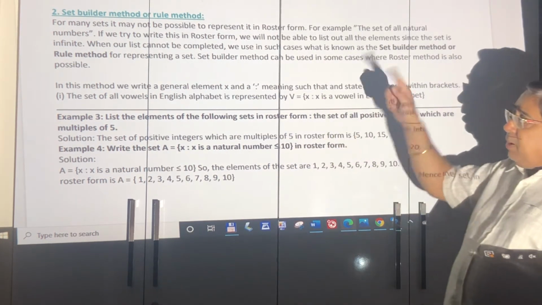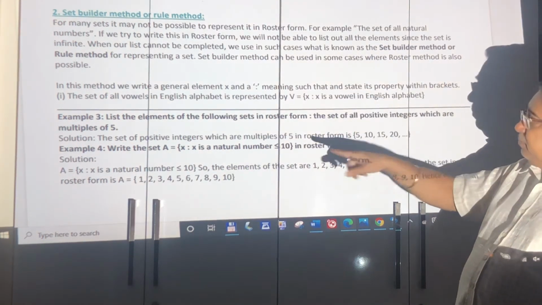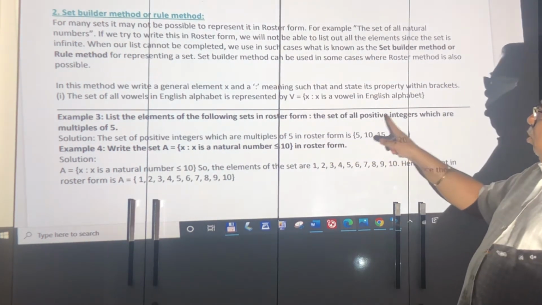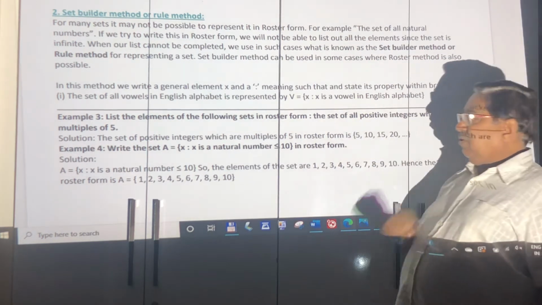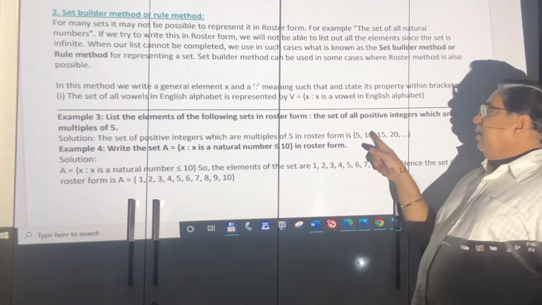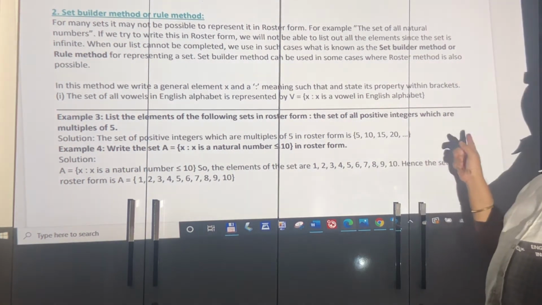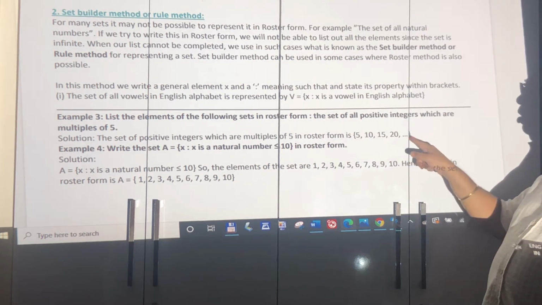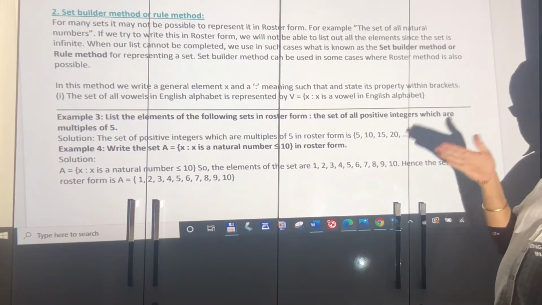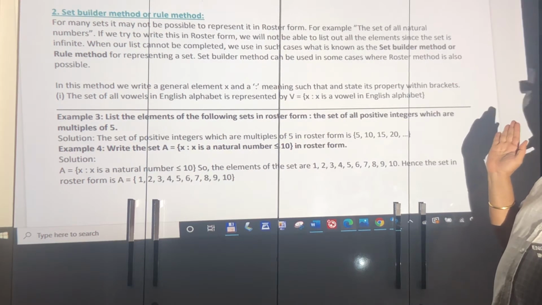First, roster form, remember the earlier one. This is the set builder method. Set of all positive integers that are multiples of 5. So what will I have? 5, 10, 15, 20, and so on. So we put a comma, dot, dot, dot and close the bracket. This means it continues. Infinite, unlimited.